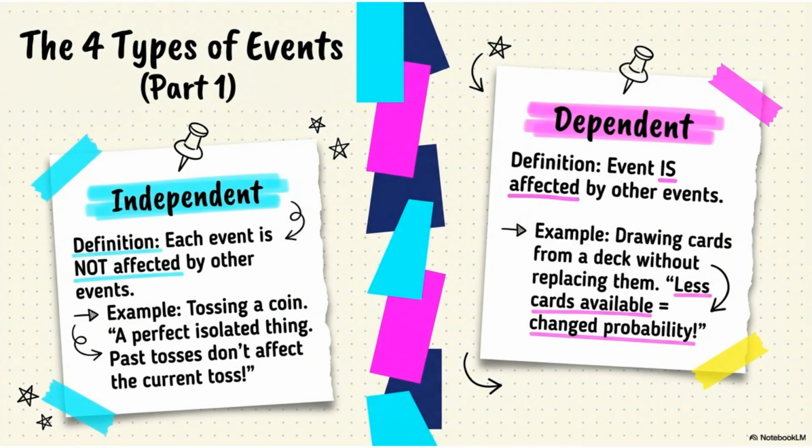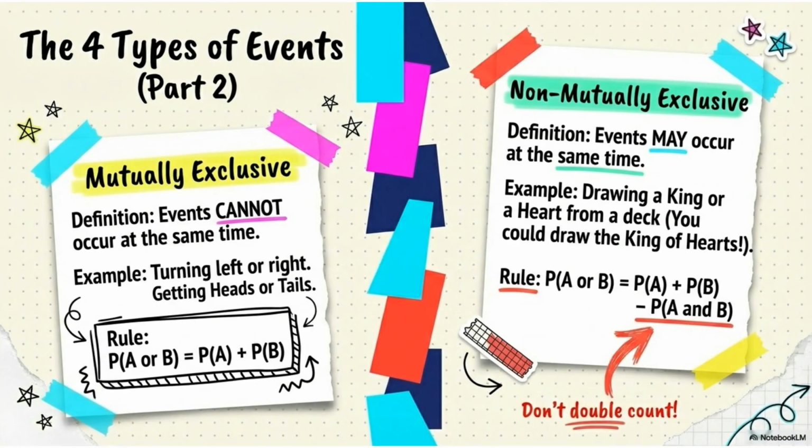Events are categorized as independent if they aren't affected by other outcomes, like coin tosses. They are dependent if past events, like removing cards from a deck, change the probability of the next outcome. Events are mutually exclusive if they cannot happen at the same time. If they can occur together, they are non-mutually exclusive. In those cases, remember to subtract the overlapping probability so you don't double count.